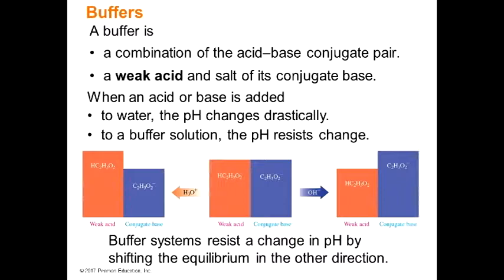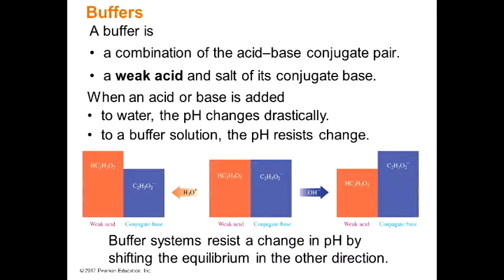Weak is the operative word. Got it? They are from weak. All right? And that's important to know. They are from weak, not from strong. Do not let me fool you on that one. Buffers are from weak. Weak, weak, weak. That means they're weak electrolytes. They don't conduct electricity as well.